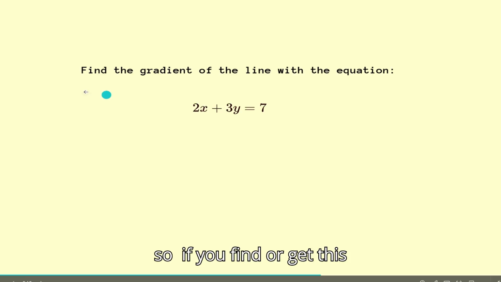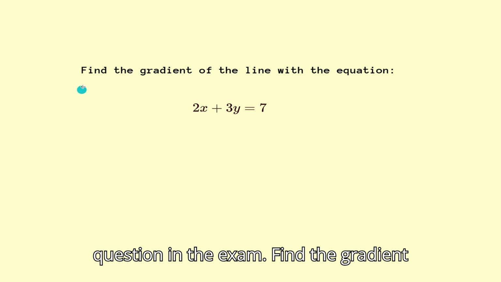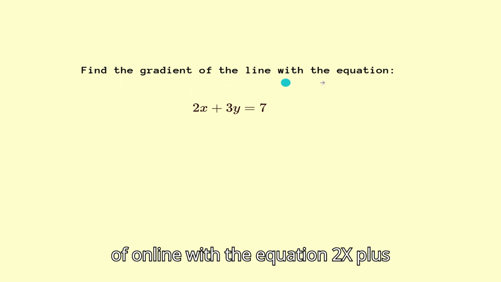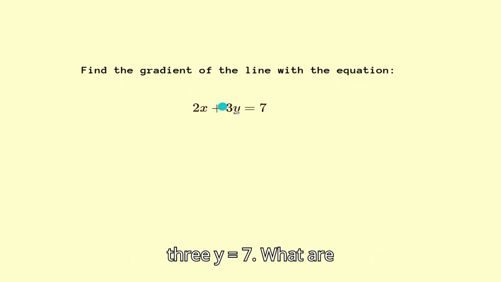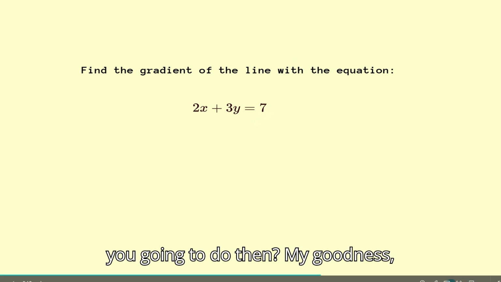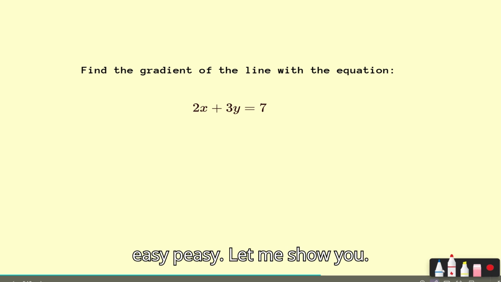So say you find or get this question in the exam. Find the gradient of a line with the equation 2x plus 3y equals 7. What are you going to do then? Oh my goodness. Easy peasy.